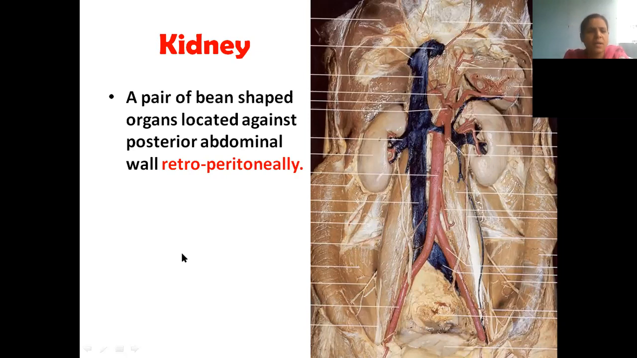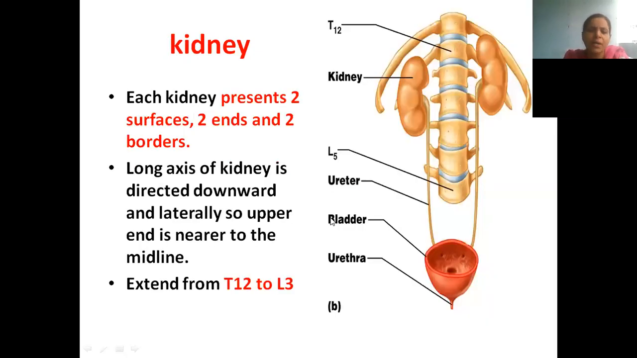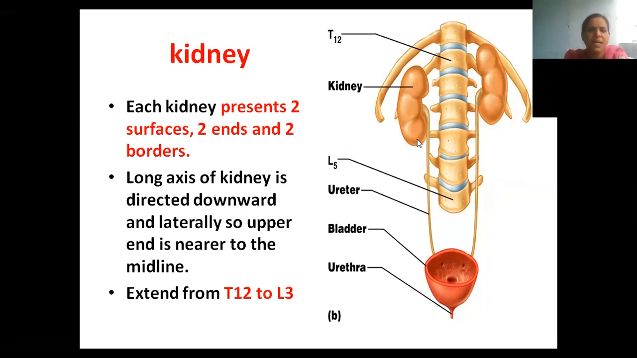These organs are situated retroperitoneally, that means behind the peritoneum. Each kidney has two surfaces: in the front it has an anterior surface, and behind it has a posterior surface. Then it has two ends, upper end and lower end. It has a medial border and a lateral border. The long axis of the kidney is directed downwards. The extent is from T12 to L3.